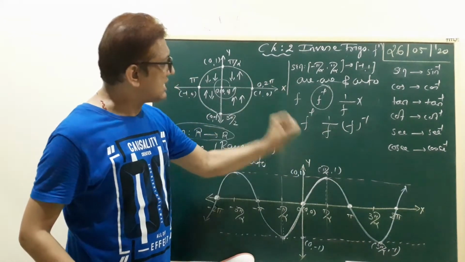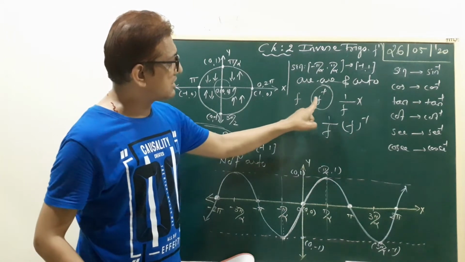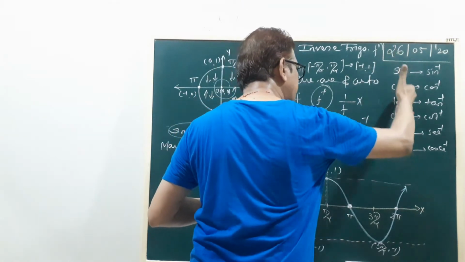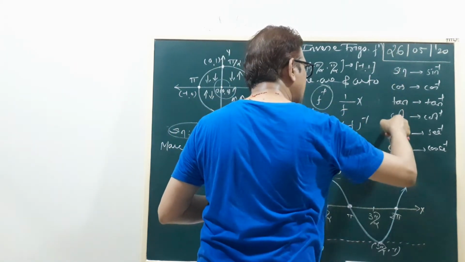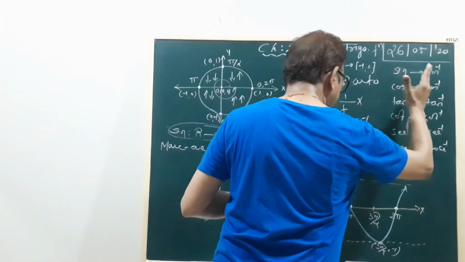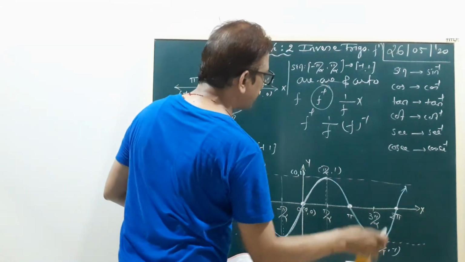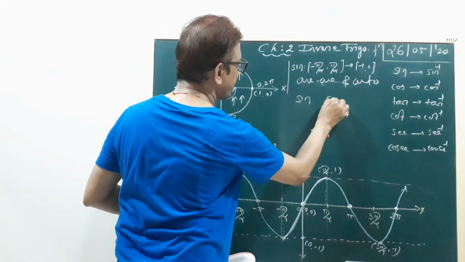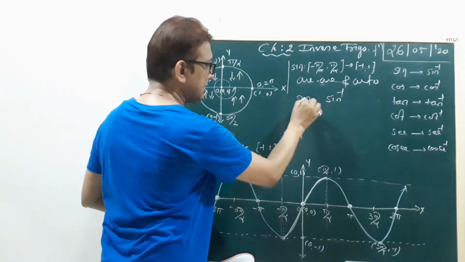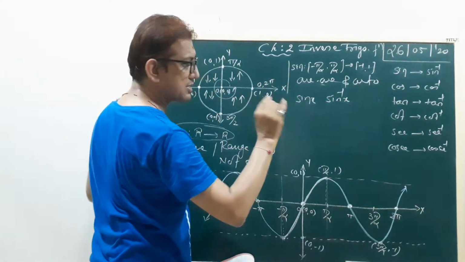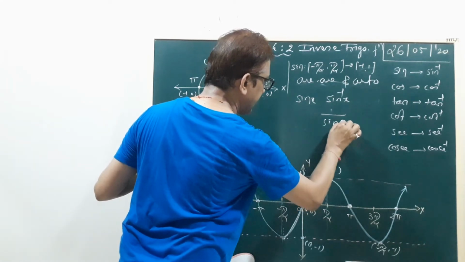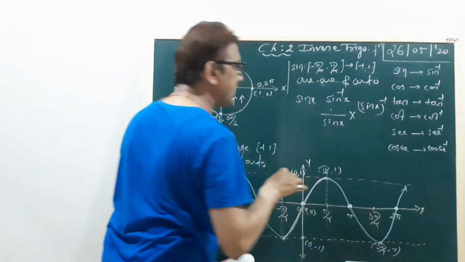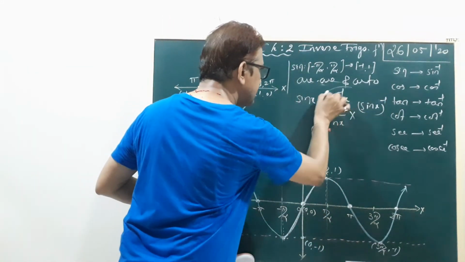So we use only the symbol of the function. F inverse is the inverse of f. Exactly this applies to our six functions: sine, cos, tan, cot, sec, cosec, and their inverse functions. So the sine function, sine x, has its inverse function sine inverse x. Do not write 1 upon sine x, that is not possible, and also do not write sine x to the power minus 1. Only one symbol, this one.